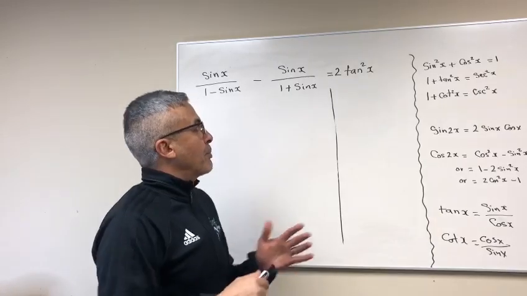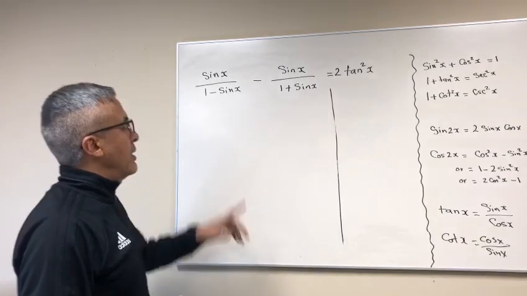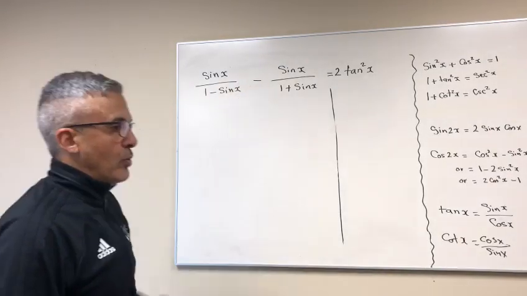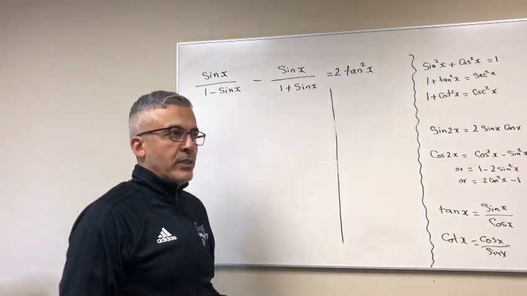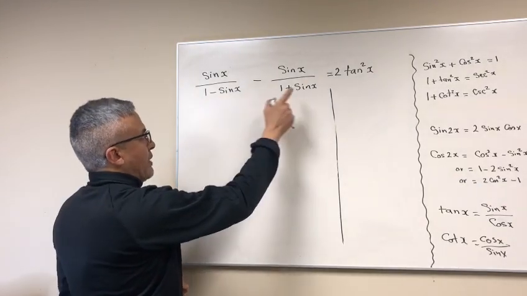Again, we will be proving another identity. So in this identity here, we notice we're adding two fractions. So the common thing we do when we're adding fractions is to do a common denominator. And basically your common denominator is this and this together.